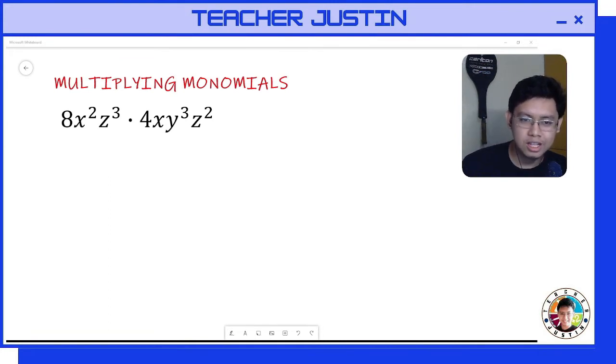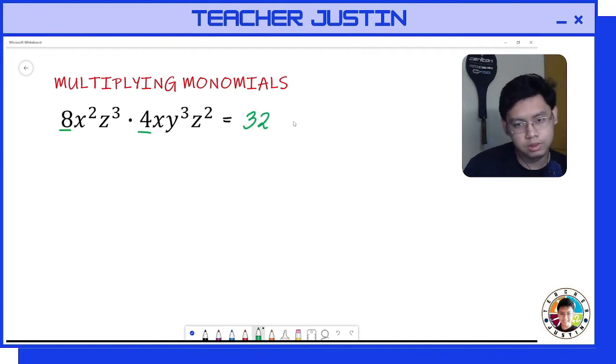Okay, so let's start with multiplying our coefficient by the coefficient. So our coefficients present in our monomials, we have 8 and 4. So 8 times 4. Okay, 8 times 4 is 32. So that will be 32.